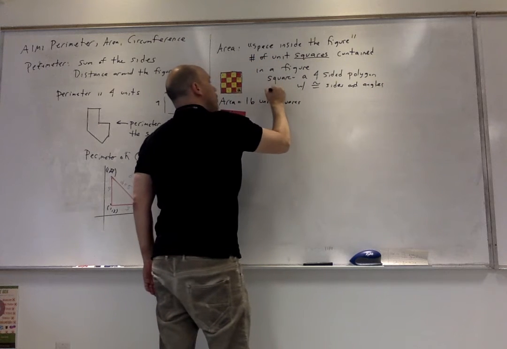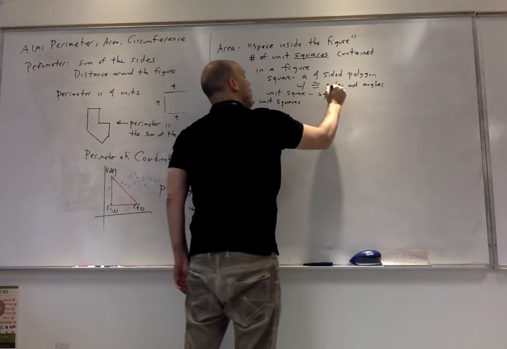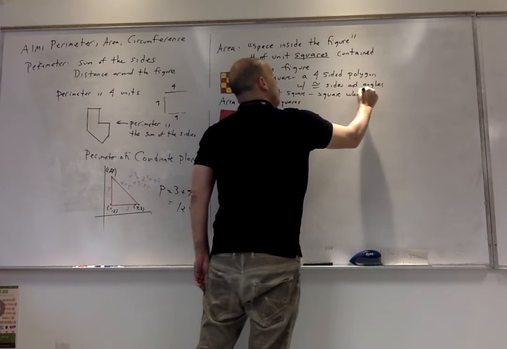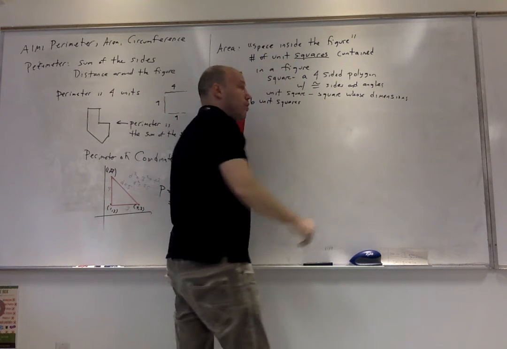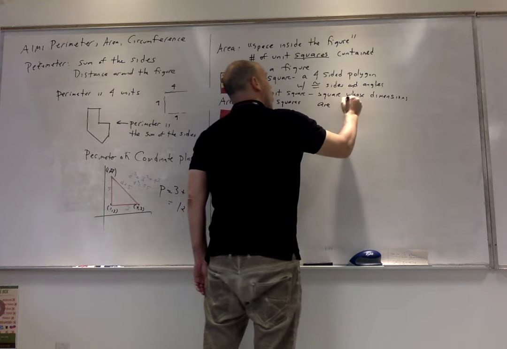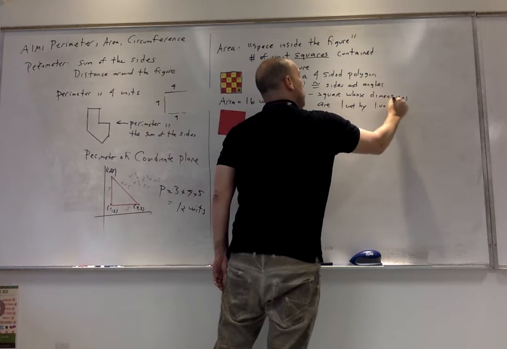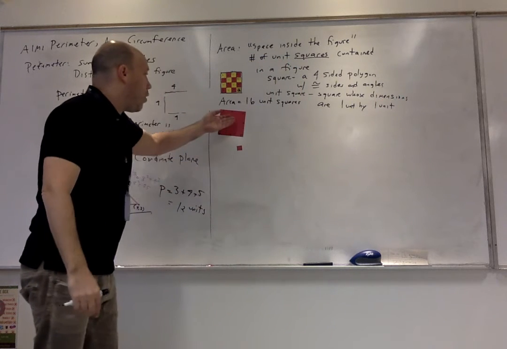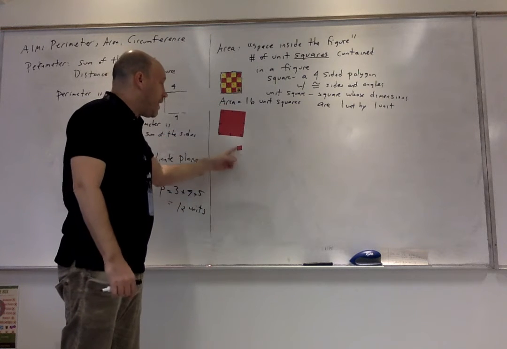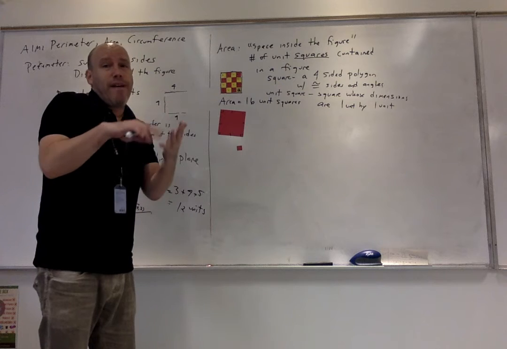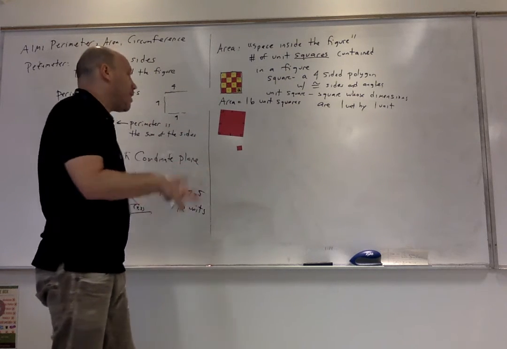And what's a unit square? It's a square whose dimensions are 1 unit by 1 unit. So we can call this a unit, meter square. We could call this an inch square. We can call it a yard square. A kilometer square. So that's the idea.